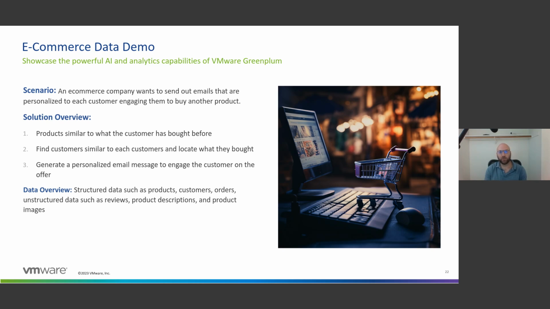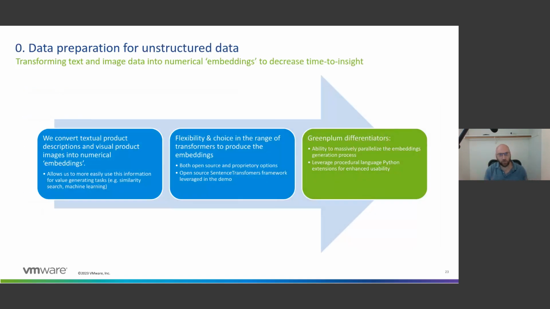We need to look at similar customers, and we want to generate a personalized email message to engage that customer. So we're going to store in our database all of the product information, the product photos, the customer information, their order history, and as well the reviews and the product descriptions and images. So all of that data in one place.